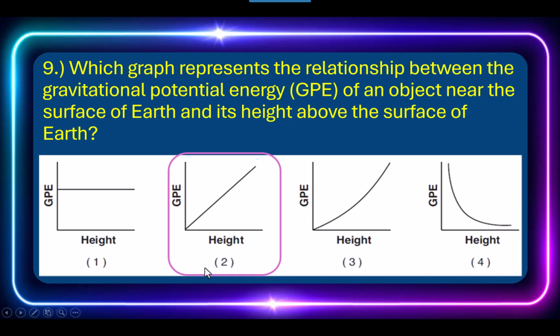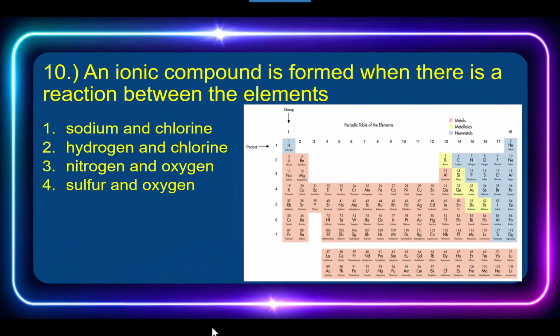Let's go on to question 10. An ionic compound is formed when there is a reaction between the elements 1, sodium and chlorine, 2, hydrogen and chlorine, 3, nitrogen and oxygen, 4, sulfur and oxygen. Go ahead and lock in your answers.